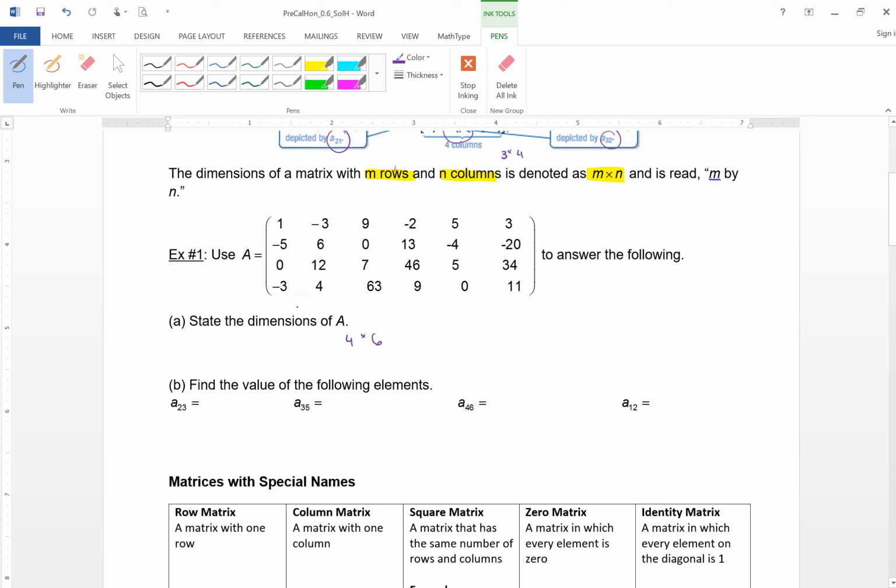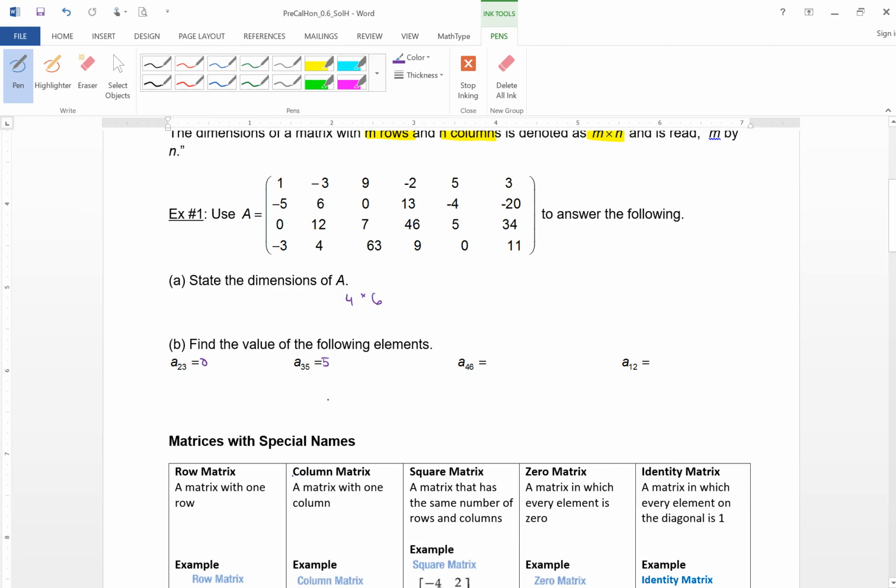All right, so here it says find the value of the following elements. So the element a, 2, 3. This is second row, third column. It's 0. Okay, a, 3, 5. Third row, fifth column. That's a 5. a, 4, 6. Fourth row, sixth column. 11. And if the dimensions are 4 by 6 and you want the entry at 4, 6, that's just going to be the last one, right? And a, 1, 2, that's the first row, second column, -3.